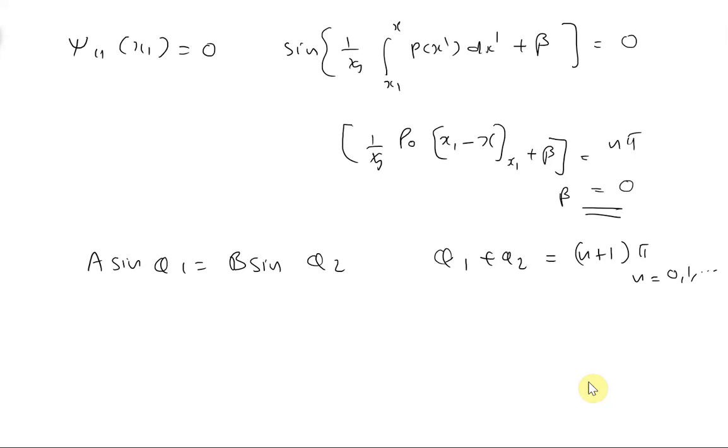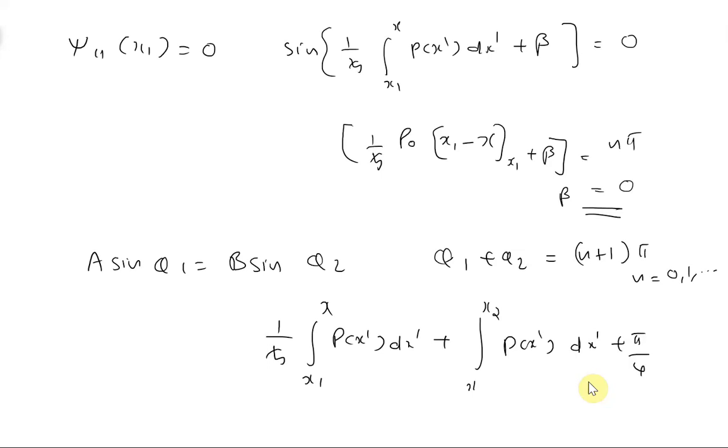Theta 1 plus theta 2. So what is this theta 1 and theta 2? Theta 1 is 1 by h cross integral x1 to x p of x prime dx prime, plus integral x2 to x p of x prime dx prime, plus pi by 4 is equal to n plus 1 pi.